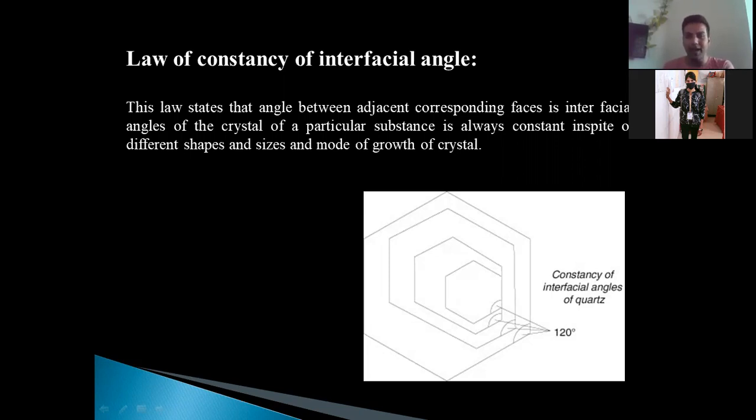This law states that the angle between adjacent corresponding faces, the interfacial angle of the crystal of a particular substance, is always constant in spite of different shapes and sizes and mode of growth of the crystal. See what this law actually conveys. This law conveys that the interfacial angle for a particular substance will always be constant, irrespective of its shape, size, or the mode of growth of the crystals.